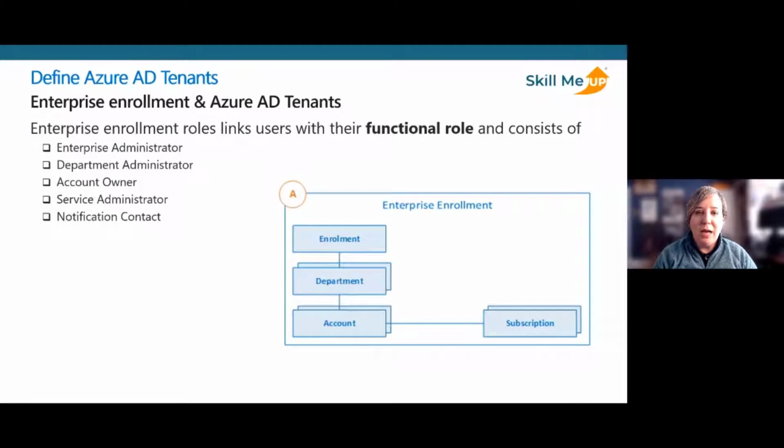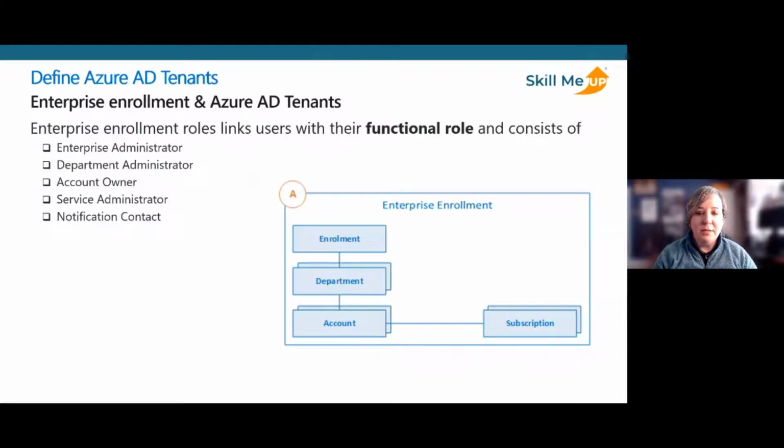When you're thinking about how to plot this out, there's a number of administrator roles that you can provision or assign right out of the gate. There's the enterprise administrator, the department administrator, the account owner, the service administrator, the notification contact. These are big roles that are important related to managing and maintaining your enterprise agreement. Keep in mind as well, an Azure Active Directory tenant provides identity and access management. So these are the enterprise agreement roles.